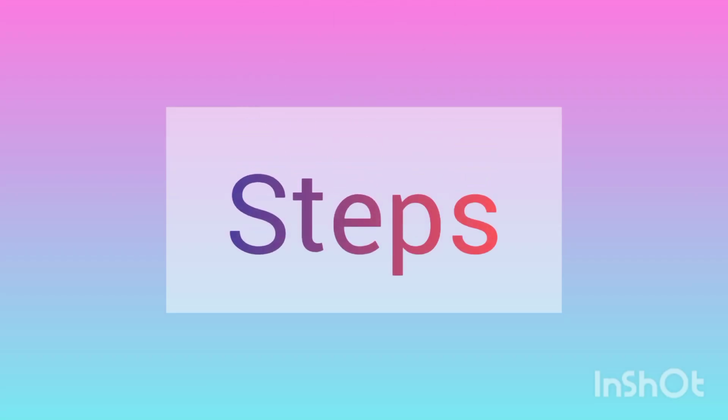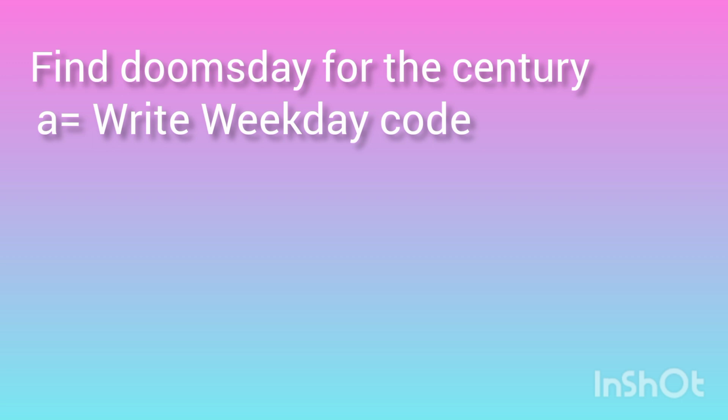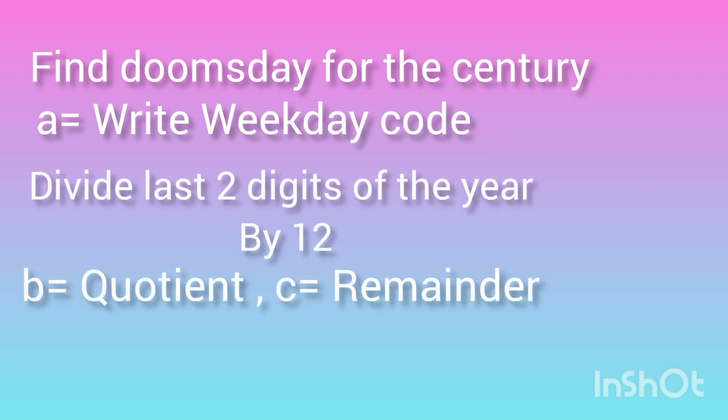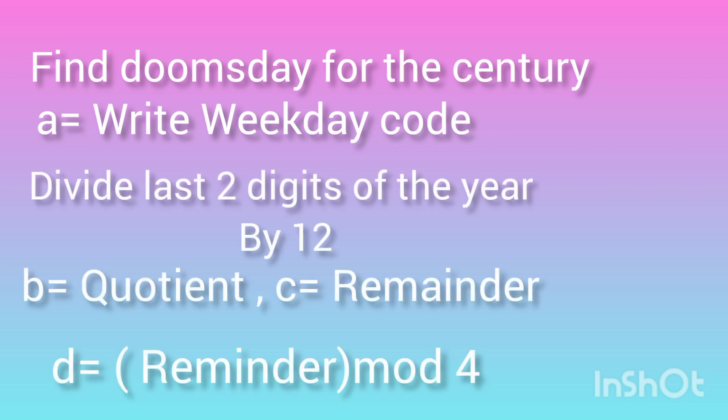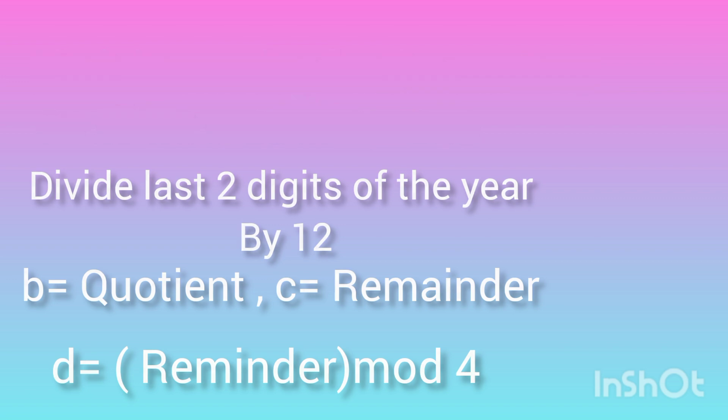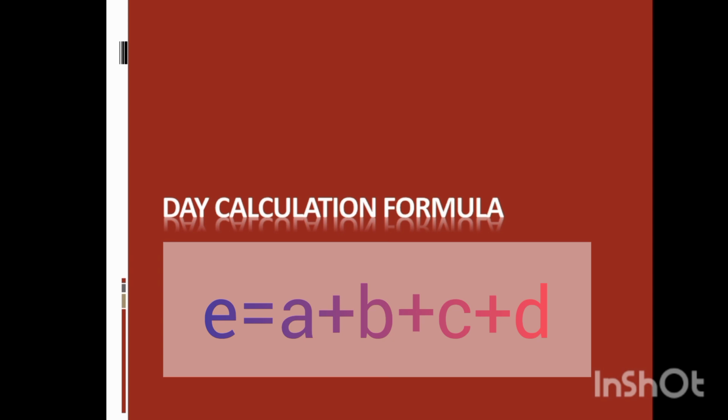Before applying the Doomsday Algorithm, let's take a look at its steps. Firstly, we find the doomsday of the century, and then we write the weekday code for that doomsday and denote it by A. Then we divide the last two digits of the year by 12 and get the quotient, which we denote by B, and the remainder, which is denoted by C. Then we divide the remainder by 4 and denote the remainder by D. Then put them in this formula.